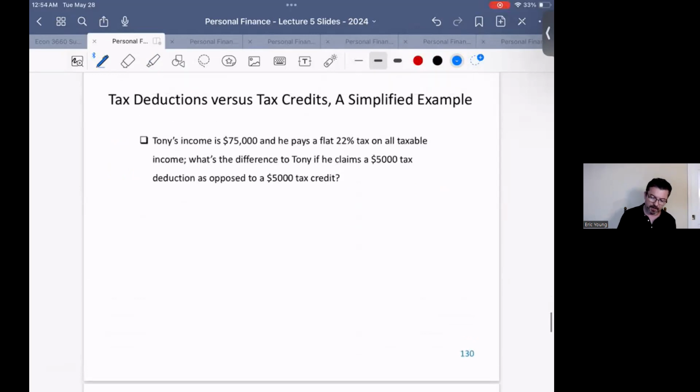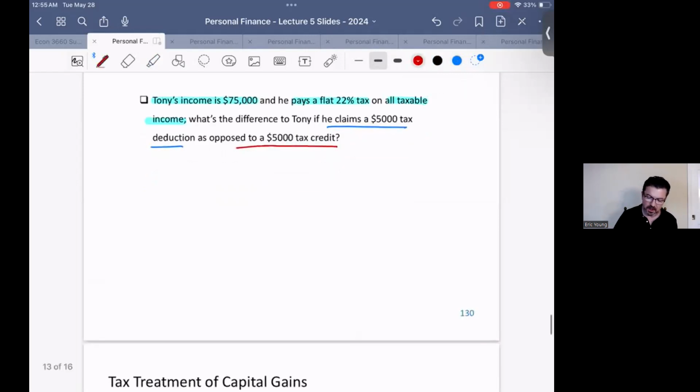Let's take our friend Tony. Tony makes $75,000 a year. We'll keep this very easy and say that Tony pays a flat 22% tax on his taxable income. Let's say that Tony can either do a $5,000 deduction or a $5,000 credit. Let's figure this out. Let's start off with, in blue, the deduction. So step one, Tony has an income of $75,000. He's going to take a $5,000 deduction.